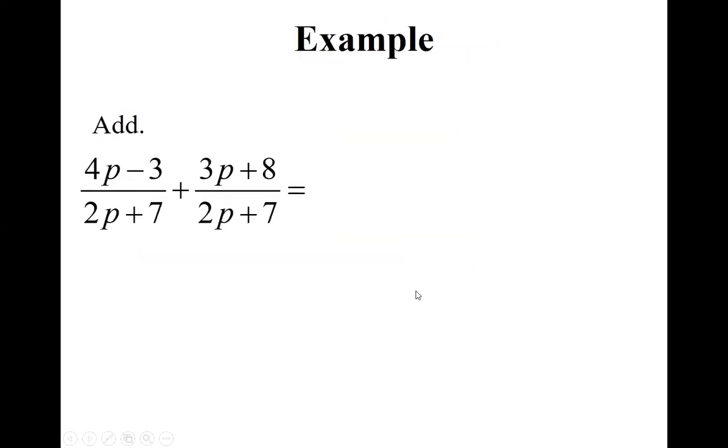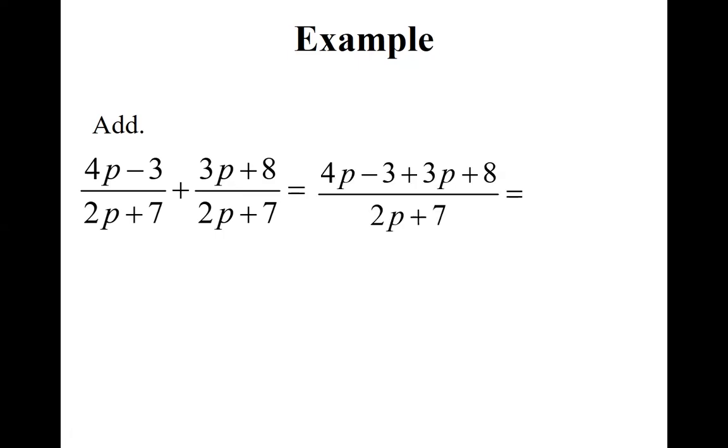So here we're adding two fraction-looking things that have a common denominator. Just like if we were adding fractions, we keep the common denominator and we add the numerators. 5p minus 3 plus 3p plus 8. Combine like terms on the top.